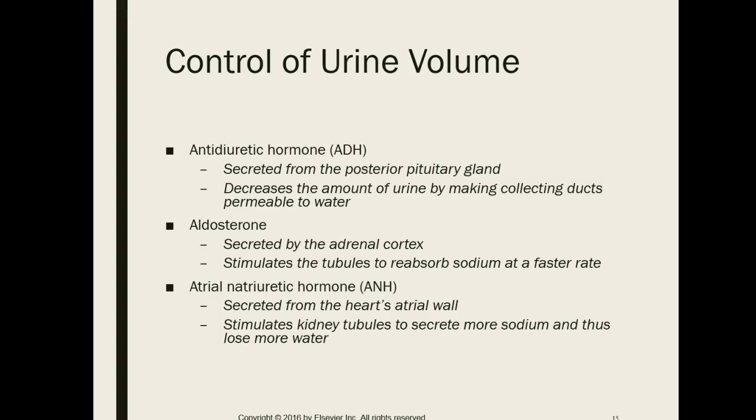And then the atrial natriuretic hormone, or ANH, is going to have the opposite effect of aldosterone. This is secreted from the heart's atrial wall, and it's going to stimulate the kidney tubules to secrete more sodium and lose water. So it's going to cause an increase in sodium and water secretion. So the body is secreting the sodium and water back into the urine, which is going to result in increased urine volume.